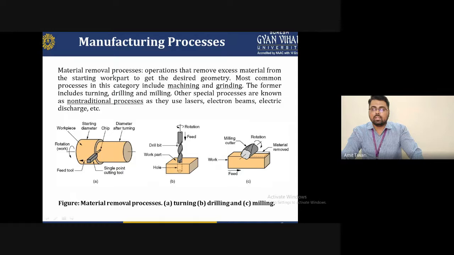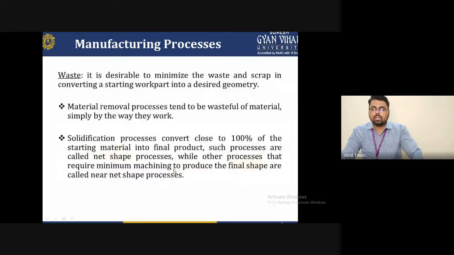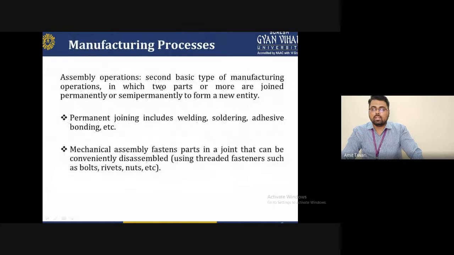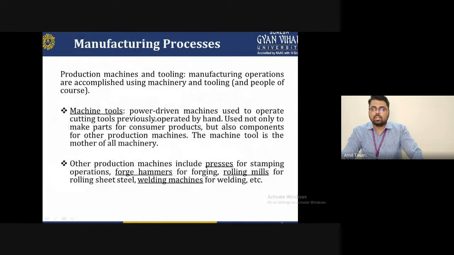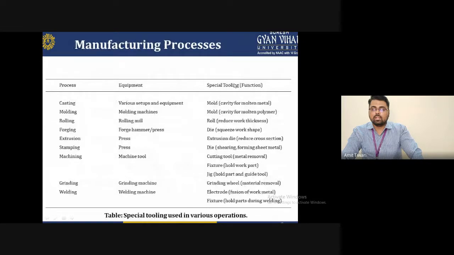There are different types of machining processes. We have single point cutting tools and multi point cutting tools. For finishing purposes, we remove the extra material with the help of turning, milling, and drilling machines, and by using the single point cutting tool. These are generally used in machining, and all these properties are decided with the help of the manufacturing process.